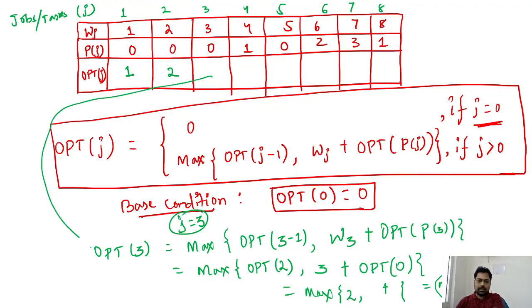For this one we are calculating the value. Now 3 plus OPT 0, so 2 and 3, the maximum is 3, as you know. So the weight is 3. Here also, if we pick this one, we will get the answer as 3. Next, the OPT value changed to 4.